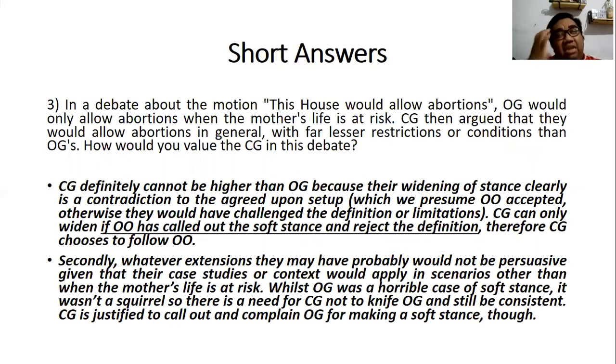Now, we had divergent responses when it comes to this. This is the answer that we're looking for, which is that closing government definitely cannot be higher than opening government in terms of their ranking, because their widening of stance clearly is a contradiction to the agreed upon setup, right? And we also presume that opening opposition accepted. Otherwise, they would have challenged the definition or the limitations that opening government provided. Closing government can only widen the debate if OO has called out the soft stance and rejected the definition, and therefore closing government chooses to follow OO.